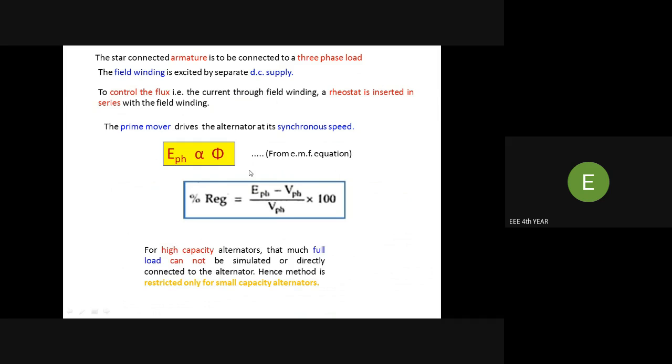Here the field flux is directly proportional to the induced EMF from the EMF equation. So once we determine the induced EMF, we can determine the voltage regulation of the alternator by the direct loading method: (E phase minus V phase) divided by V phase, into 100. For a high capacity alternator, the full load cannot be simulated or directly connected to the alternator. So this method is only applicable for small capacity alternators.